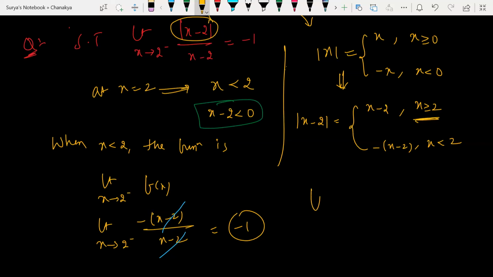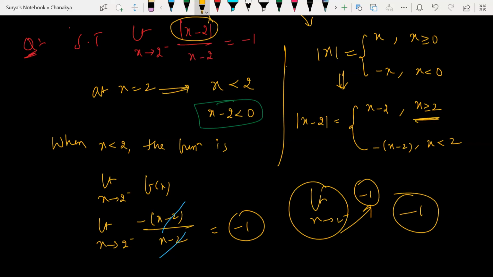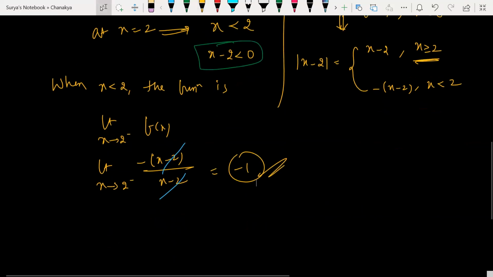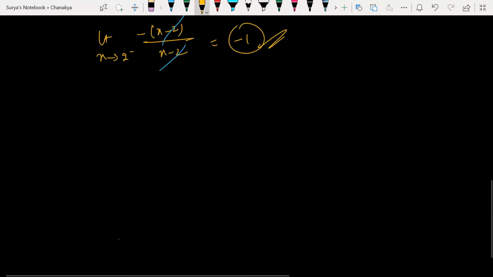So the limit as x tends towards 2 from the left is minus 1. Guys, the limit of any constant is the constant only. You need not get confused there. Minus 1. So hence proved. I have proved it. This is how you need to solve the modulus function question.